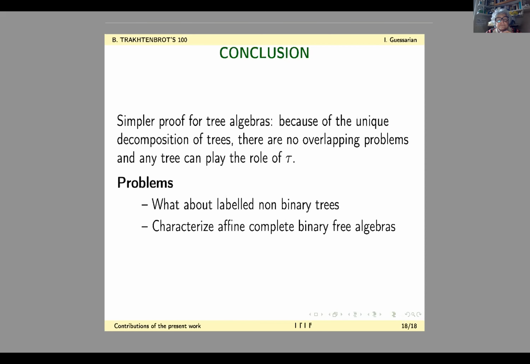Some open problems. What happens if we have non-binary trees with labeled leaves, namely trees whose nodes are non-labeled, but nodes can be of arity, say 3, 7, 9, and the leaves are labeled by the elements of sigma. I suspect that the same holds, namely that these trees form an affine complete algebra. And the second problem, I have no idea whatsoever, would be to characterize affine complete binary tree algebras.